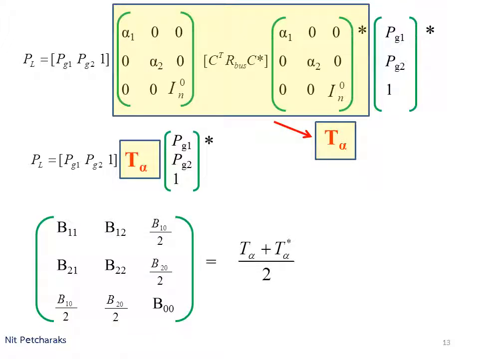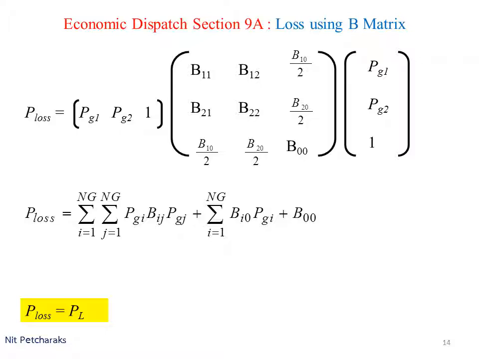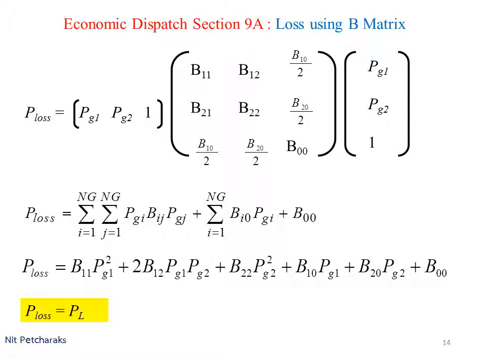We define B matrix as the average of T alpha and T alpha conjugate. Replace T alpha with B matrix. Then we can calculate the power loss from this equation. If there are 2 buses with generators, we can calculate the power loss from this equation.